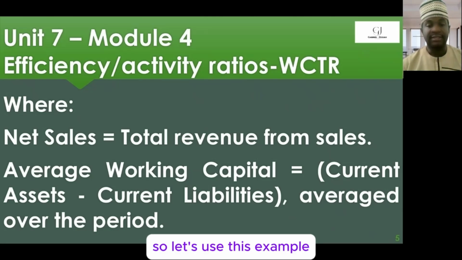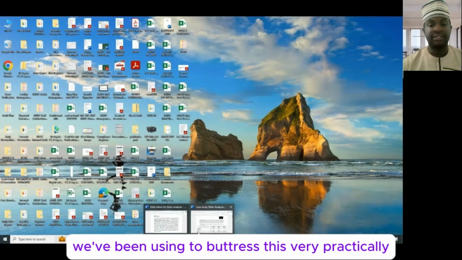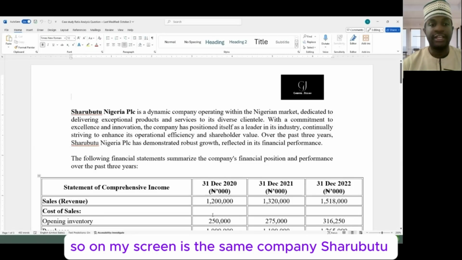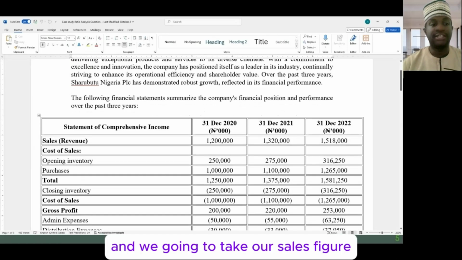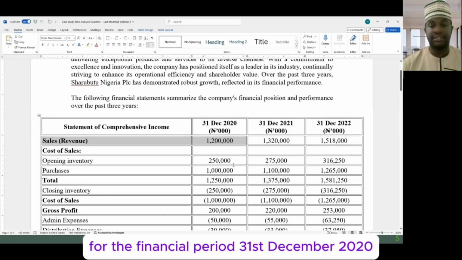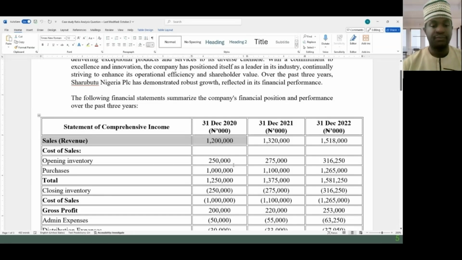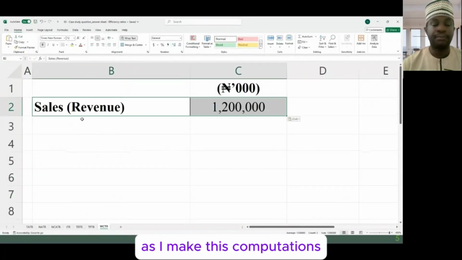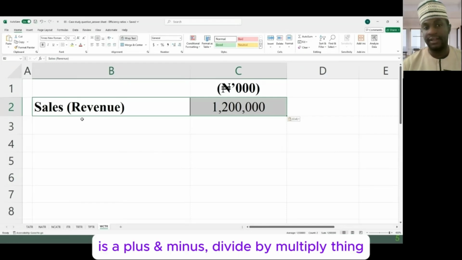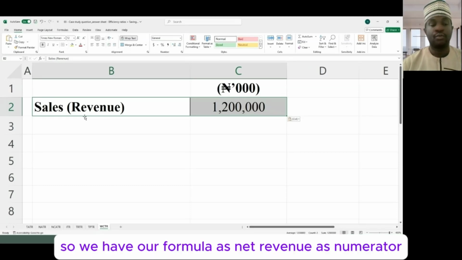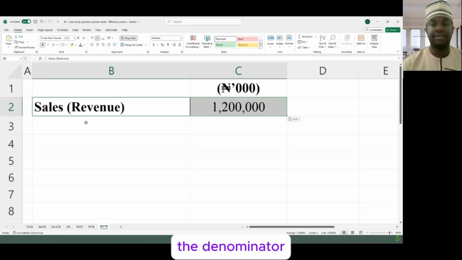So let's use this example we've been using to buttress this very practically. My screen is the same company, Sharubutu Nigeria PLC, and we're going to take our sales figure for the financial period 31st December 2020. So let's use our Excel. If you have your calculator, just follow me closely as I make these computations. It's a plus, minus, divide by, multiply thing your calculator can seamlessly do. So we have our formula as net revenue as the numerator and average working capital as the denominator.